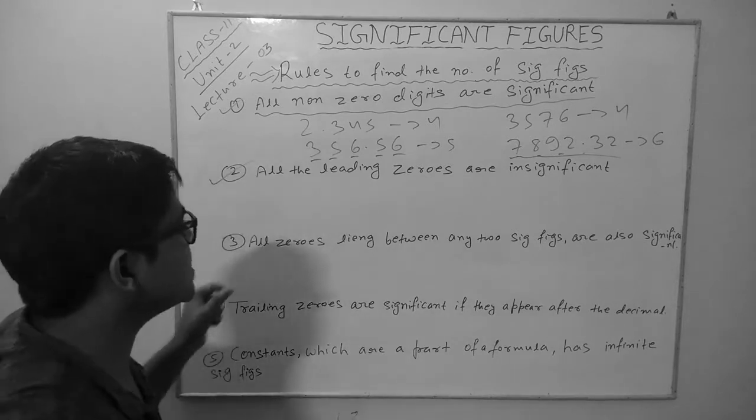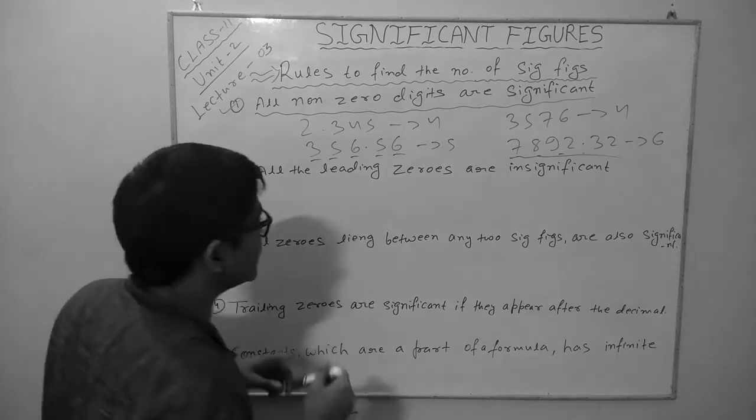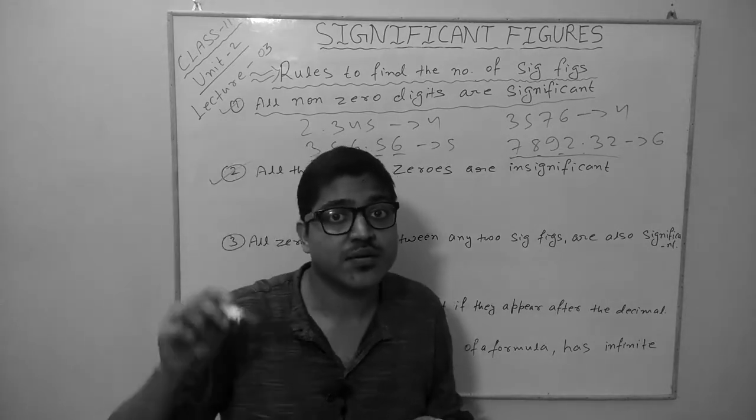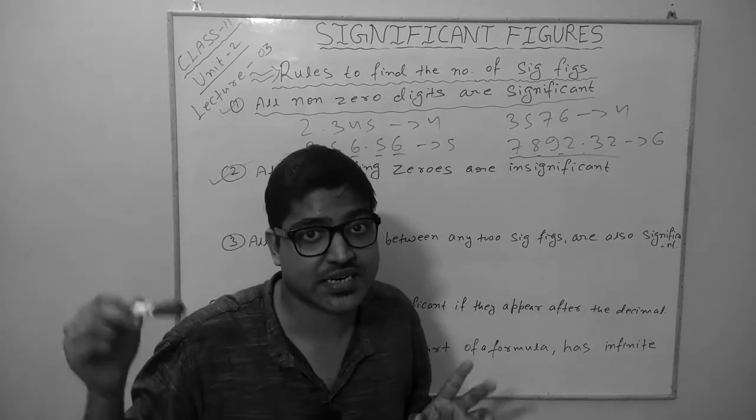Let's see the second rule. All the leading zeros are insignificant. Leading zeros are those zeros which come before the first non-zero digit.